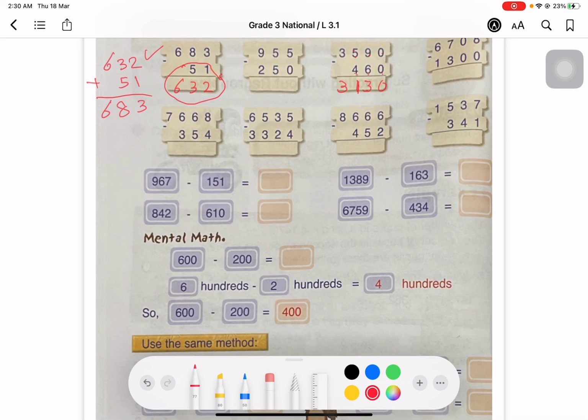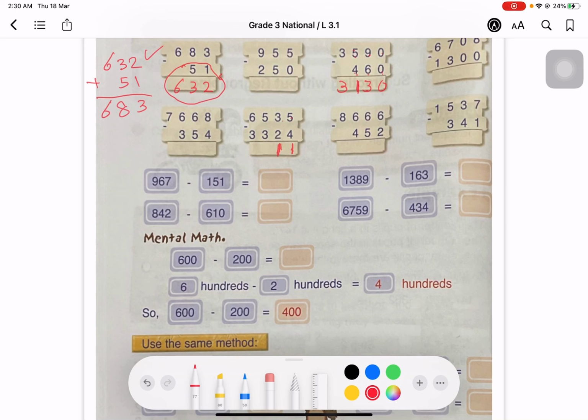Now let's do this one, for example. You will notice here that the first number is 6,535 minus 3,324. Subtract the ones. 5 minus 4, it's 1. 3 minus 2, it's 1 also.